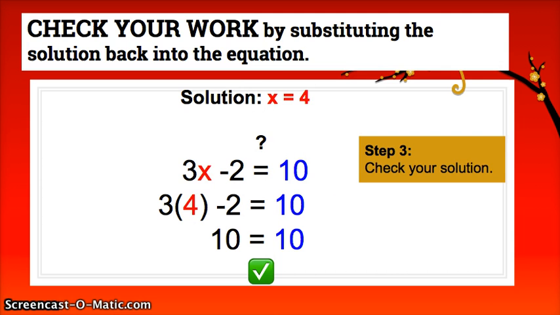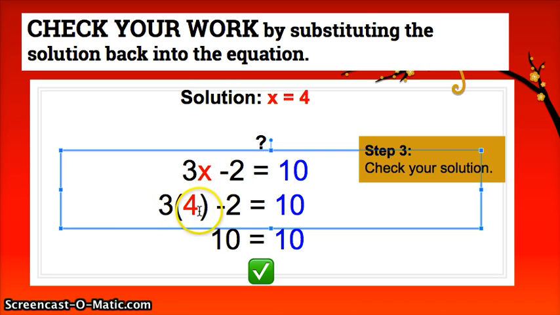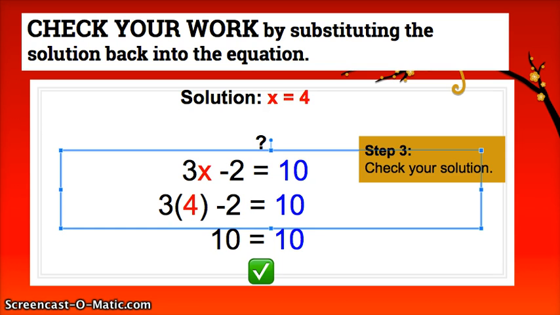Next, I want to check. So this is the solution I got, x equals 4. And the question is, is it correct? Does this side, 3 times x minus 2, have the same value as the right side? And how can we check that? We check that by substituting the solution in for x. So I take x, I replace it with 4, and then I simplify. 3 times 4 is 12, and 12 minus 2 is 10. So sure enough, I have shown that the left side has the same value as the right side when x equals 4. So the solution is correct.